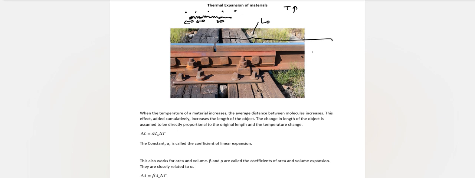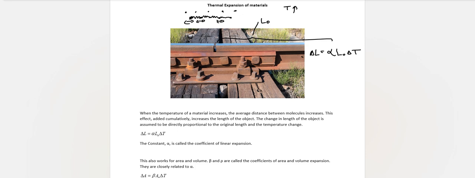The change in length, right, the simplest mathematical formula, if you will, to attach to the change in length is to say that it is directly proportional to the original length and the temperature change. The proportionality constant is usually written with a letter alpha. That's called the coefficient of linear expansion. I wrote that right here. So that's just a number for any given material that reflects how much it will expand.